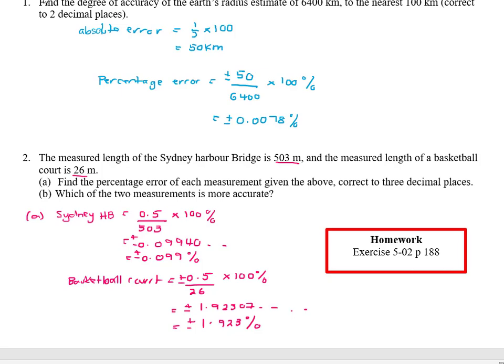The last one says, which of the 2 measurements is more accurate? Well, the one that's going to be more accurate is the one that has the smallest percentage. So in this case, the Sydney Harbour Bridge has been measured more accurately than the basketball court because its percentage error is much smaller than the basketball court.